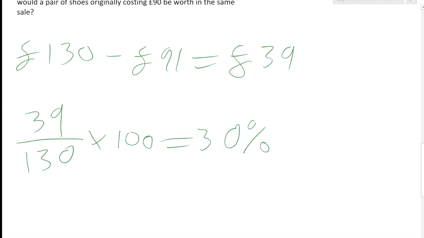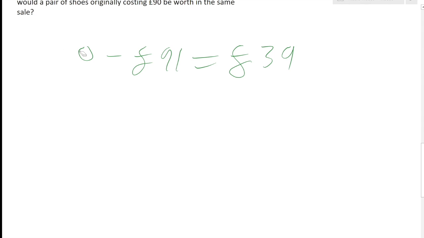There, not too bad. So what percentage has been taken off? 30% has been taken off. The other way of doing this, unsurprisingly, is basically doing it using the percentages rather than the values.